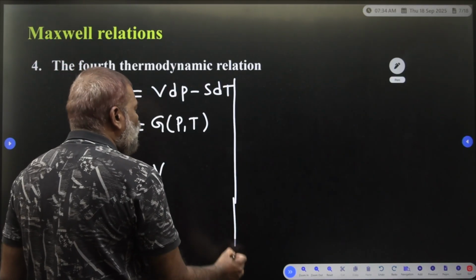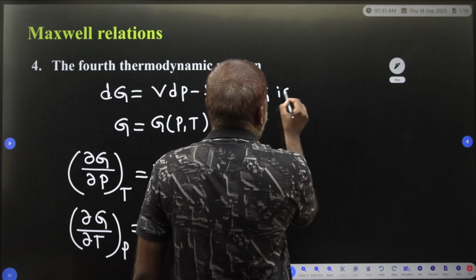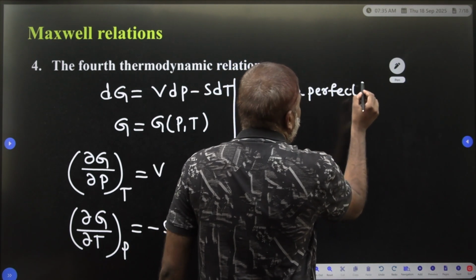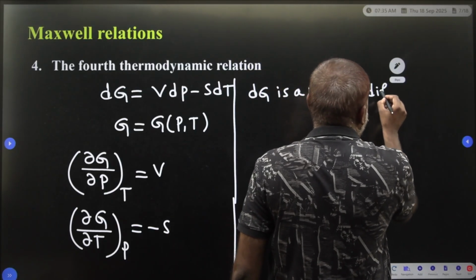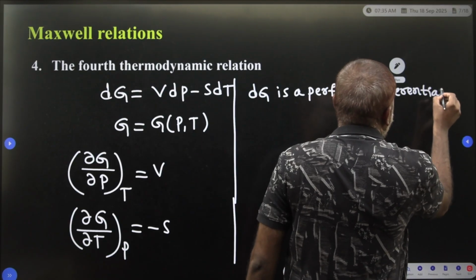Same procedure I am following: dG is a perfect differential.